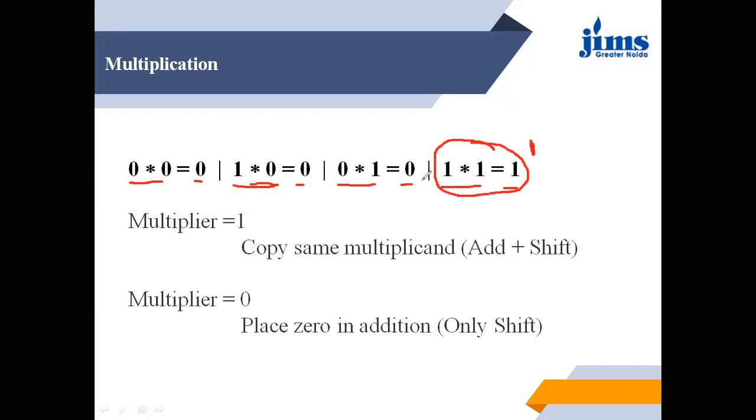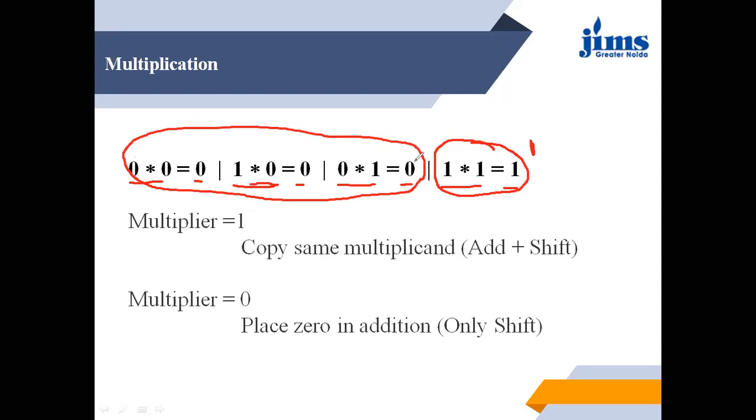Or in another way, we can say that when any of the numbers is 0, then the result is 0. So this happens when we have to multiply two numbers. We discussed the rules of multiplication in an earlier slide also, when we discussed the rules of addition and subtraction.